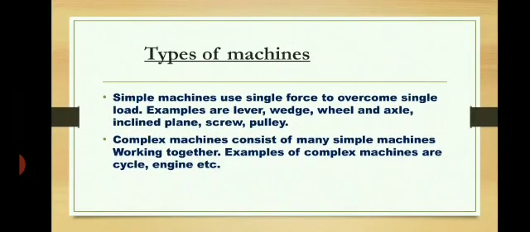Like scissors, there are wedge, wheel and axle, inclined plane, screw, and pulley, which are simple machines. A complex machine consists of many simple machines working together, like a cycle, engine, bike, motorbike. These are examples of complex machines.